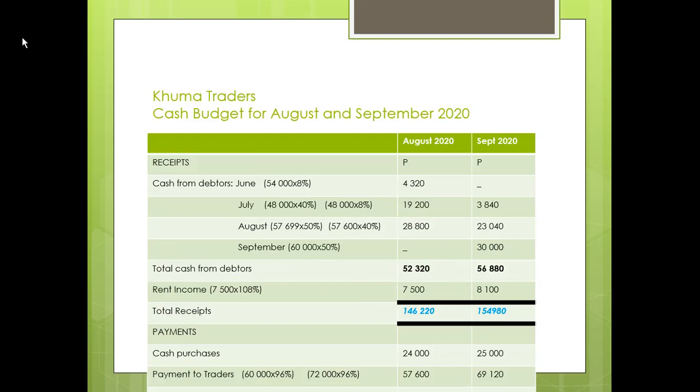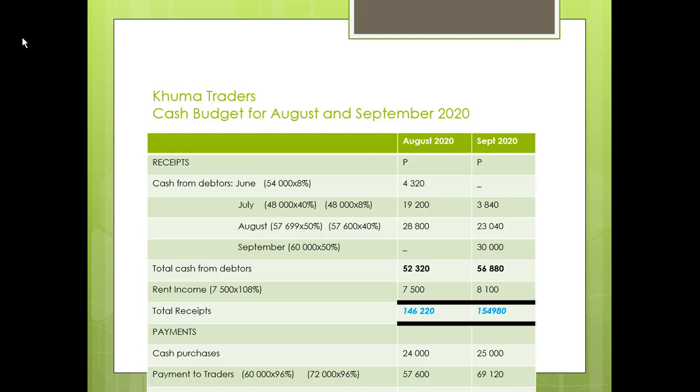We have receipts, cash from debtors for June with that amount 4,320. For July, 19,200. For August, and the calculations are as shown to demonstrate how we got those figures. Then we add those, total cash from debtors. They are there. Rent income. We are told that they are going to receive a certain amount as rent. Then we arrive at our total receipts.